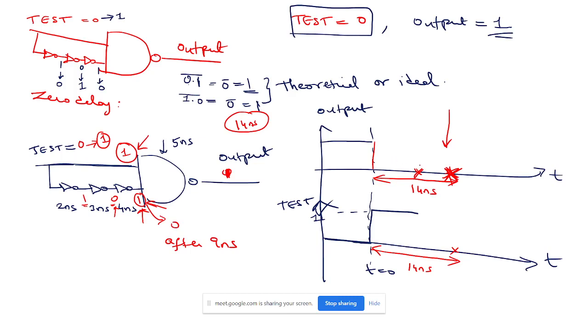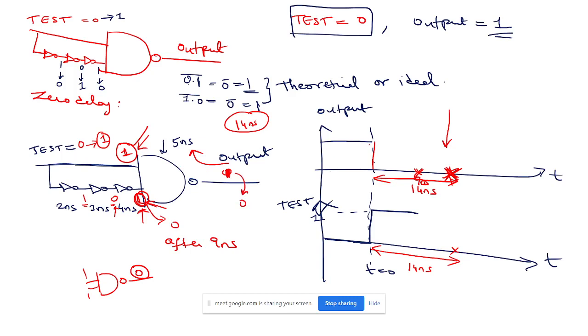Now between 0 and 9, I am computing what will happen to the output value, right? Between 0 and 9 nanoseconds, this value is 1. Here this is also 1, right? Both the inputs are 1, 1 for an AND gate. What will happen? Output will be 0. Does it become 0 immediately? No, it will not become immediately, correct? Even though test has become 1 immediately, output will take how much time? 5 nanoseconds it will take to change from 1 to 0.